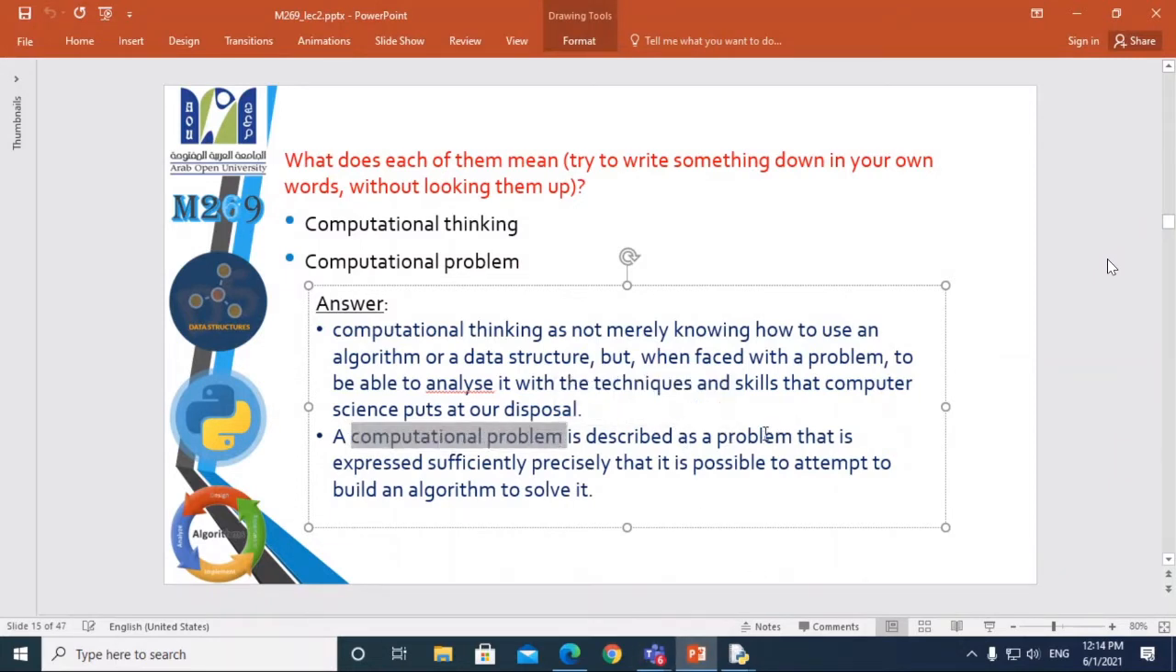Computational problem, see the difference now between the two. Described as a problem that is expressed sufficiently precisely that it is possible to attempt to build an algorithm. Here the main problem is that you build an algorithm. There, no, it's already built, but how can you go beyond that?